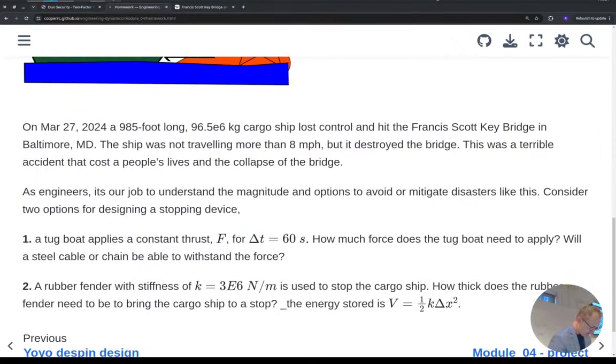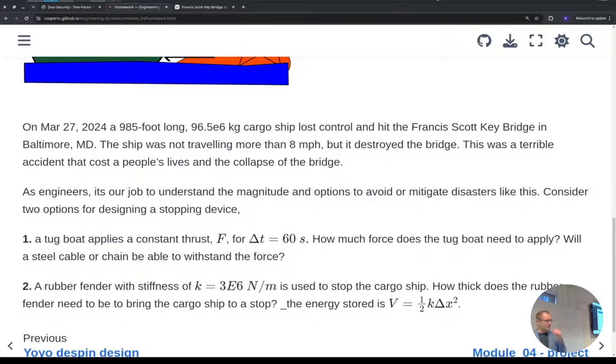So there's two versions of this question. Let's say you knew this was going to happen and you send a tugboat out. What does a tugboat need to do to stop this thing? How long can it apply a thrust? If you have 1 minute before it's going to hit the bridge, how much thrust do you need?